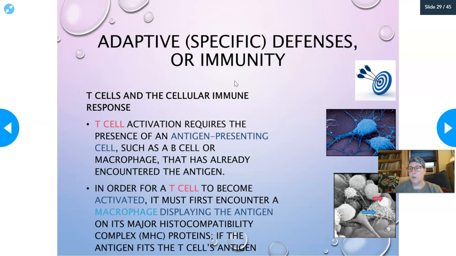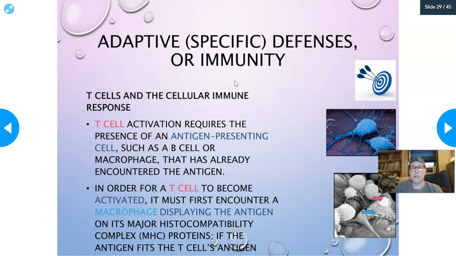The macrophage does what the macrophage does, which is to patrol the body and look for stuff that doesn't belong. When it finds something that doesn't belong, it engulfs it and breaks the bacteria into pieces, and those pieces are antigens. And then it takes that antigen piece and goes and shows it to a T cell and says, look, I present you with an antigen of something I have found that I think doesn't belong.